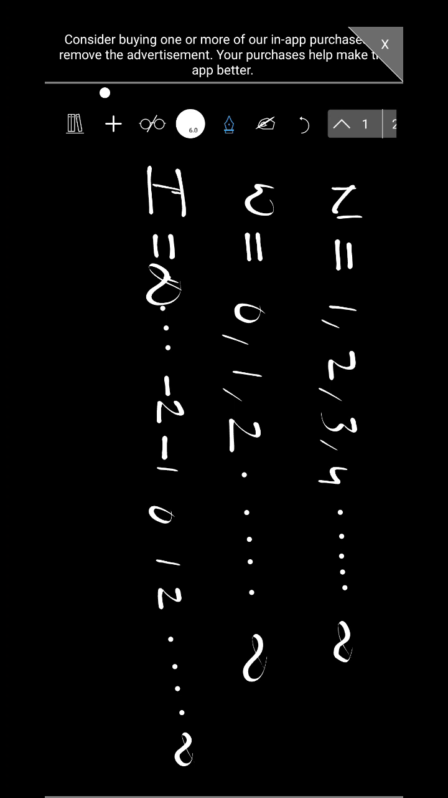Coming to the main concept, the integer. Integers have negative values, 0 and positive values. For this we will apply the mathematical operations. So what are the mathematical operations? The mathematical operations are addition, subtraction, multiplication and division.